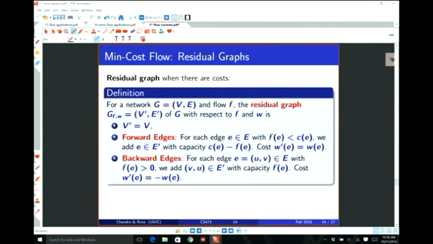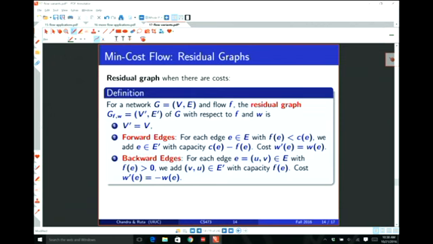Okay. But what about the reverse arc? What does the reverse arc mean in the residual graph? It means that if you send flow on the reverse arc, we are reducing the flow, right? Okay, but when you have costs, if you reduce the flow, your cost should go down, right? So the only thing you do is that if it is a forward arc, you keep the cost of the arc the same. If it is a reverse arc, you make the cost the negative of the cost, okay? So reducing flow on an arc should reduce your cost, right? Okay? So that's the definition of the residual graph when you have costs.